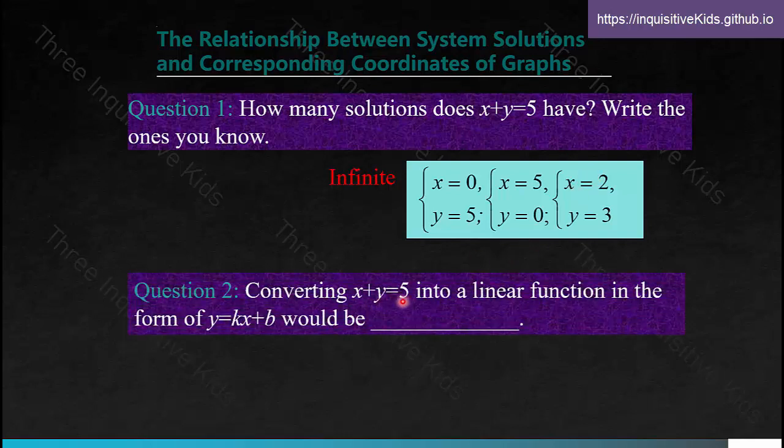Converting x plus y is equal to 5 into a linear function in the form of y is equal to kx plus b, which you might also know as mx plus b, where k and b are parameters and y and x are variables. k would be the slope and b would be the y-intercept. And that would be y is equal to negative x plus 5. We didn't change anything here, all we did was isolate y onto one side.